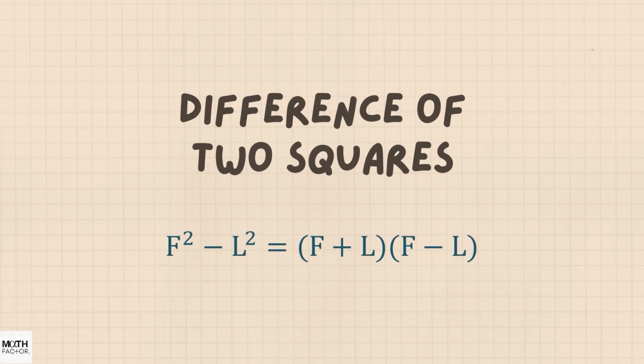The difference of two squares is a specific type of polynomial that can be factored using a simple formula. The formula for factoring the difference of two squares is F squared minus L squared equals the product of the quantity F plus L and the quantity F minus L. To use this formula, you first need to recognize that the expression is a difference, or a subtraction, of two perfect squares.